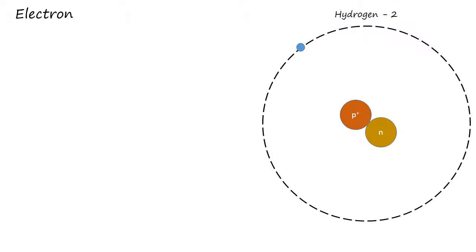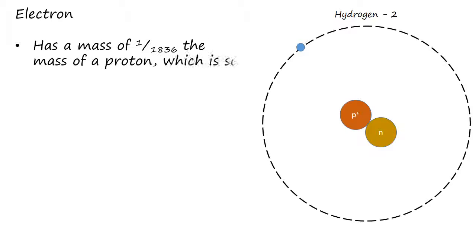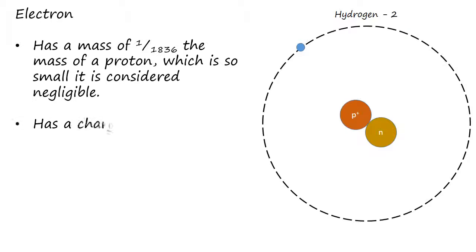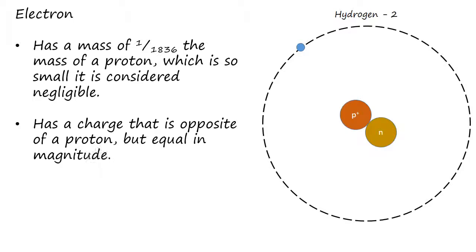So the electron has a mass of 1/1836th the mass of a proton, and that's so small we just consider it negligible. We just figure that it's close enough to 0 where we don't need to add it to any calculations, and that the charge of an electron is opposite of a proton but equal in magnitude. So an electron's charge is -1 where a proton's is +1. And so these charges end up canceling each other out, and the entire atom then is neutral. Okay, and then its mass again is so small we just consider it to be 0.